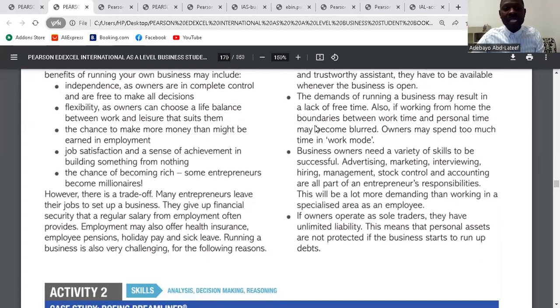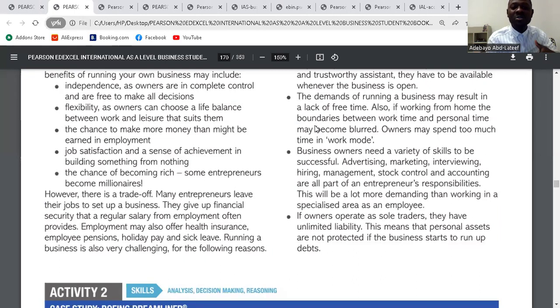However, there's a trade-off. Many entrepreneurs leave their jobs. Employment may also offer health insurance, employee pensions, holiday pay, and sick leave. So all these things you'll be missing out on because you have decided to start your own business. Do you get it?